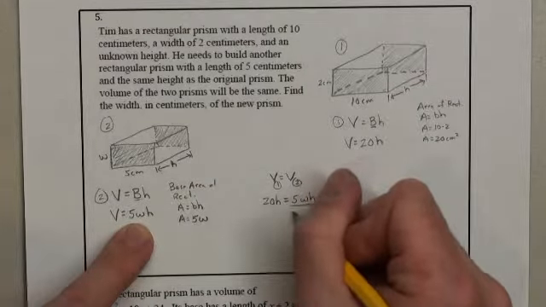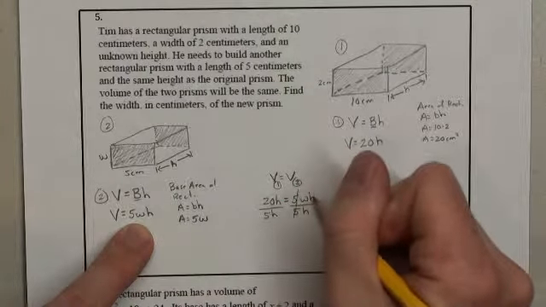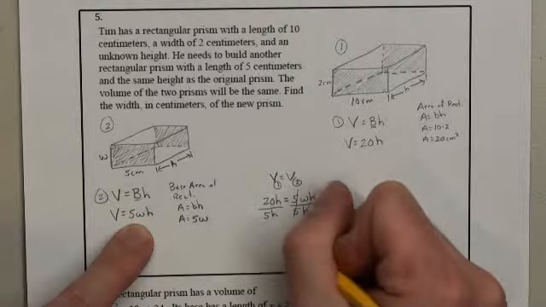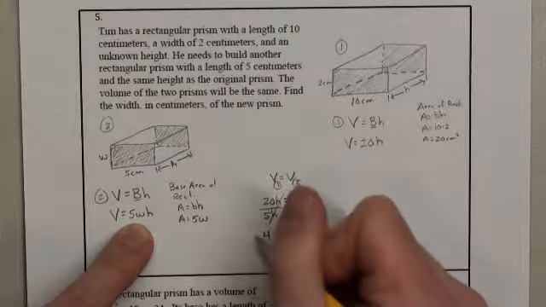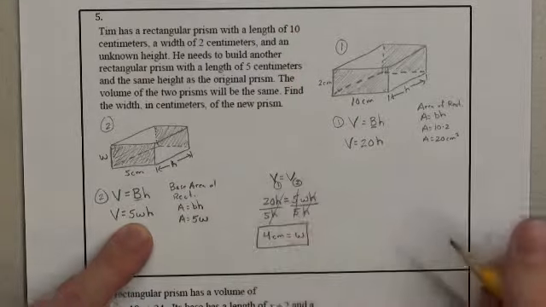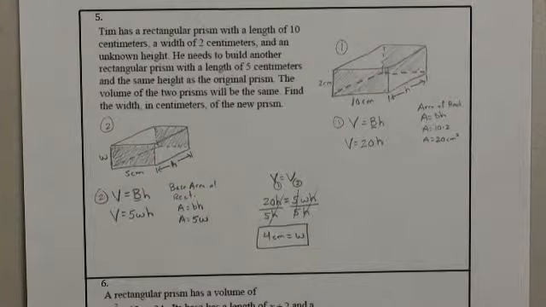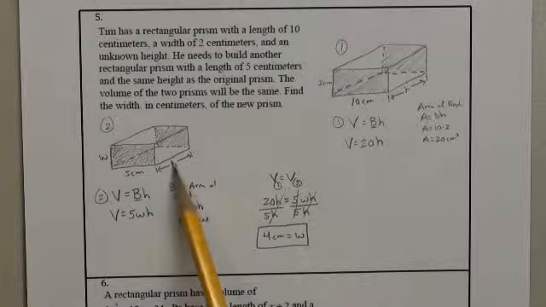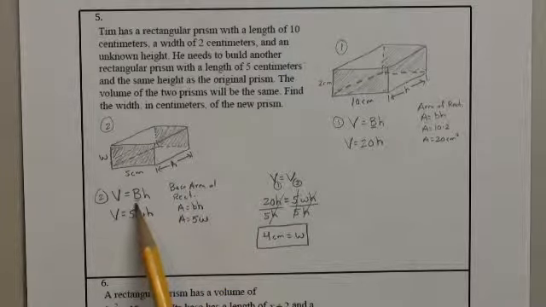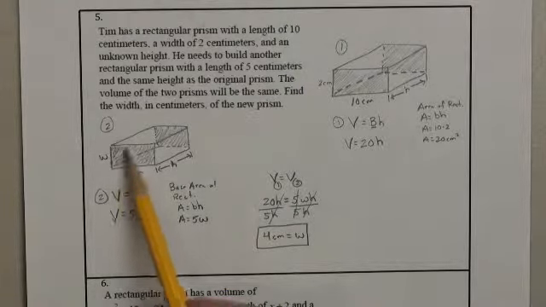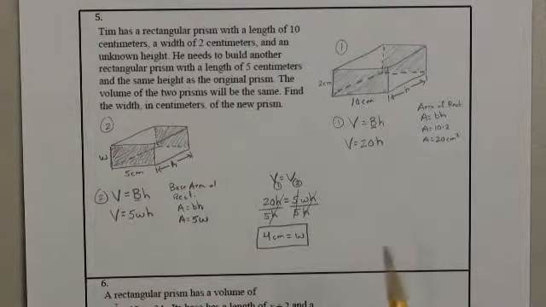So we divide both sides by 5H. These 5's cancel and these H's cancel, and we're left with W equals 4, and that's centimeters. Okay? So that was a pretty challenging problem, right? You can see these can get tricky, especially when you start getting confused with your heights and your widths and your bases. You really have to remember that this capital B is just the area of one of the bases. One side times its adjacent side for a rectangle.